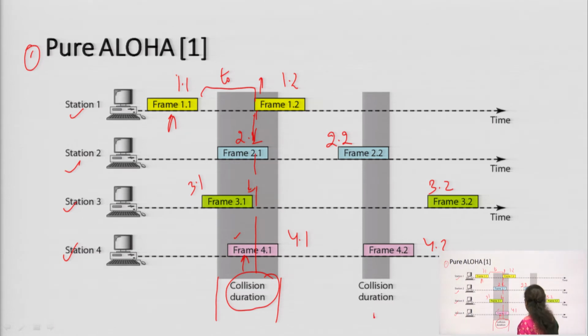Next is the collision duration. This is again the collision duration. You can say that only 2 stations have transmitted the data at the same point of time, and the collision will take place, and this is the third station. So, that is the pure Aloha. You have seen that the collision has taken place, and that you can detect it, but you cannot correct it.